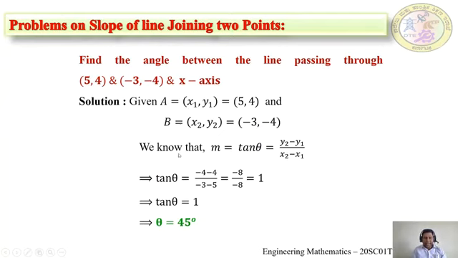Here we used the first formula, m is equal to tan theta which is equal to y2 minus y1 whole divided by x2 minus x1. Then we substituted the values, and after substituting and simplifying we get tan theta is equal to 1. Then we have to write 1 as tan 45 degrees. If you equate these two, theta is equal to 45 degrees. So this is how we can find the angle between the line passing through the two points and the x axis.